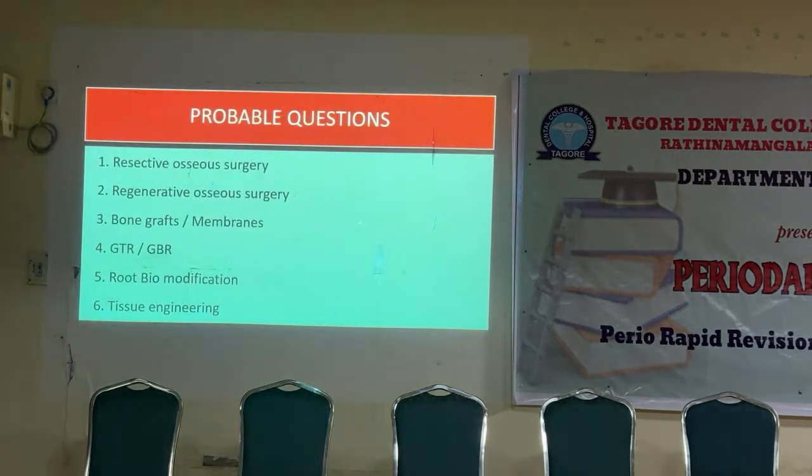Okay. So again, the first slide I put last. What are the probable questions here? Resective osseous surgery: definition, indication, contraindication, steps involved in it. Regeneration: bone grafts, autograft, allograft, xenograft, alloplast. Membranes: first generation, second generation, third generation. GTR, only membrane is placed. GBR, graft along with membrane. Root biomodification agents: citric acid, EDTA, tetracyclines. Tissue engineering: cells, scaffolds, blood supply, signaling molecules. Okay?